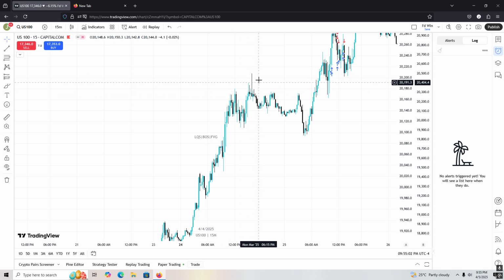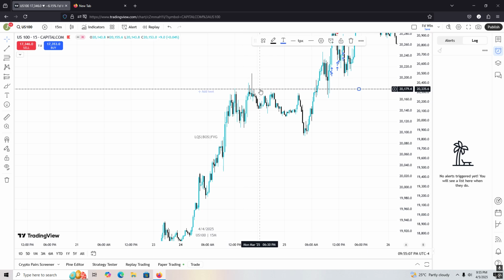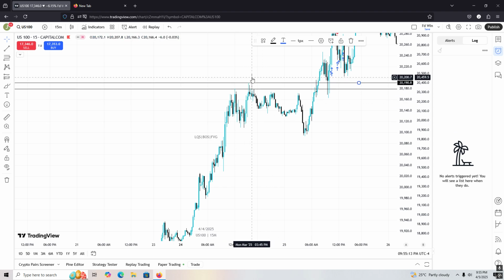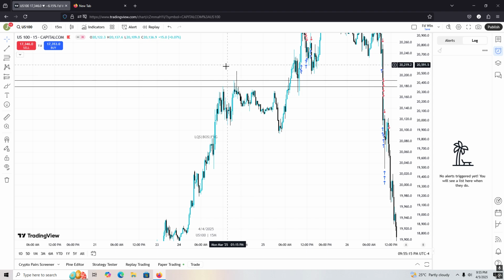So you see a liquidity sweep happen here. It went above this high. Let me just say this high over here. You see how this one went above it, never closed, went above it. There's a liquidity sweep.